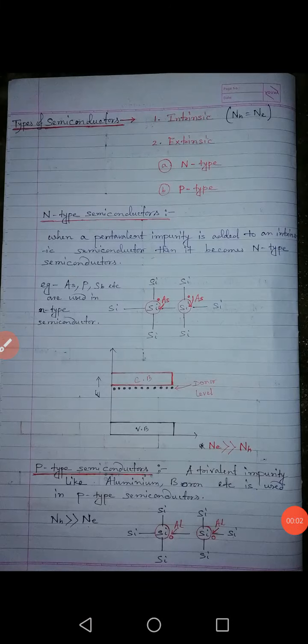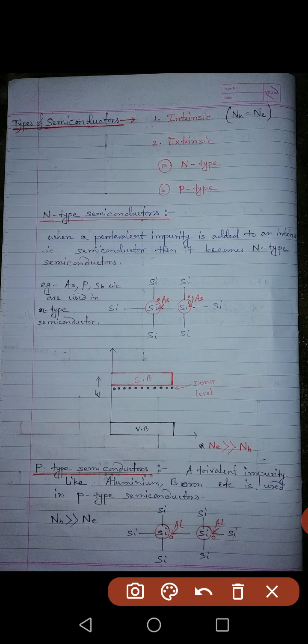Today we will discuss extrinsic semiconductors. As I told you in the last class, semiconductors are generally of two types: one is intrinsic and the other is extrinsic. In an intrinsic semiconductor the number of holes and electrons is the same, and in an extrinsic semiconductor these two will not be the same. Depending upon that, extrinsic semiconductors are classified into two types, n type and p type. Now we will discuss n type and p type semiconductors.